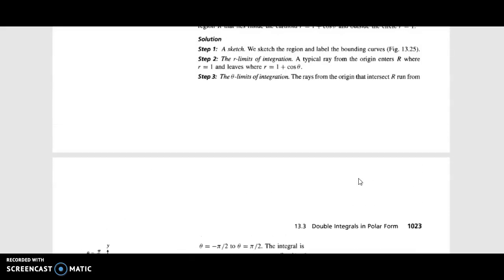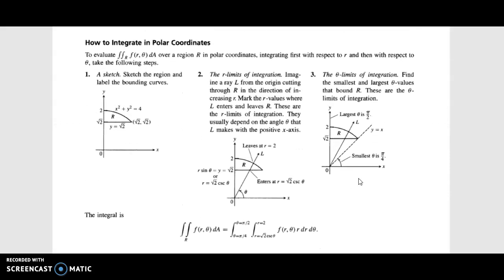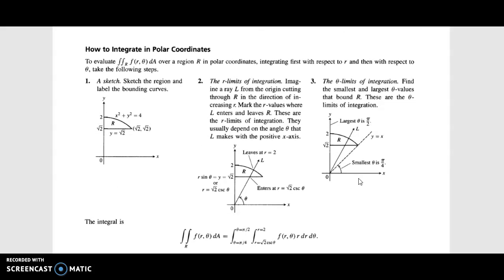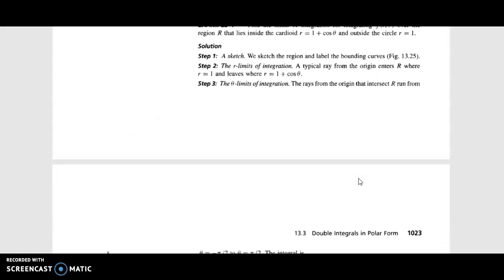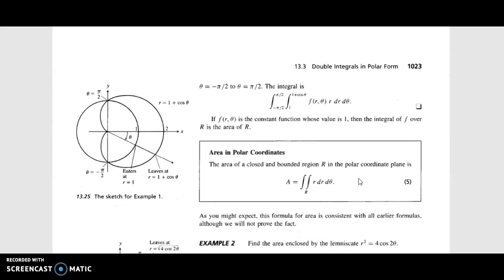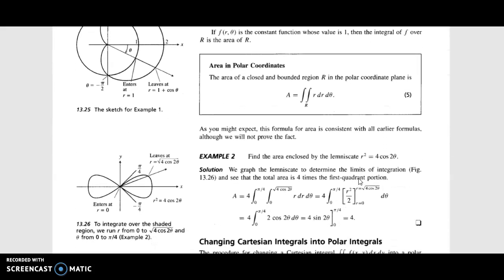So today we have studied how to integrate in polar coordinates, how to calculate the limits of theta and r through the region R, and the equation for the area in polar coordinates, and we have done a problem also. Do the problems in the exercise also, and if any doubt comes, please ask me. I will give some homework also. Okay, thank you.